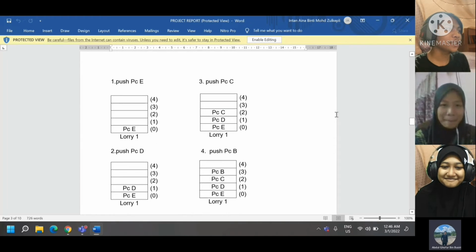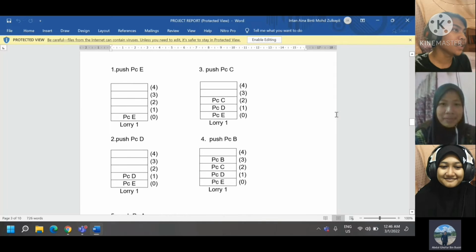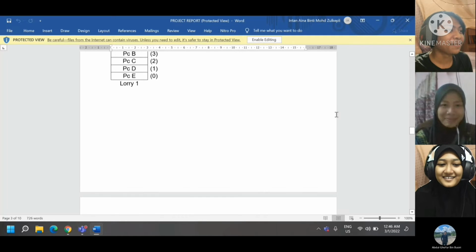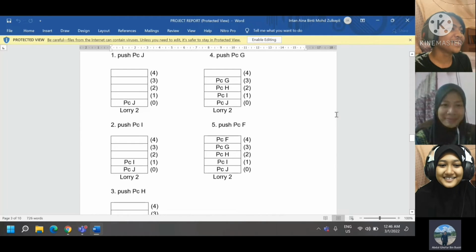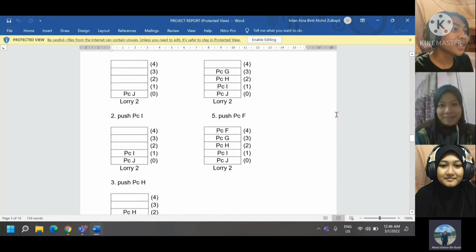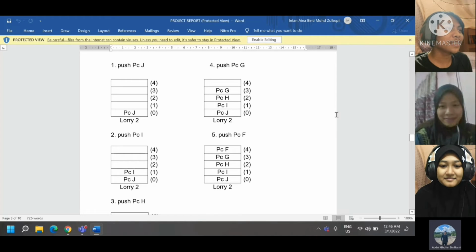Okay. First, we have to push PCE. Second, we push PCD. Third, we push PCC. Fourth, push PCB. Then fifth, push PCA. In lorry 2, we push PCJ. Second, we push PCI. Third, we push PCH. And fourth, we push PCG. And lastly, we push PCF.